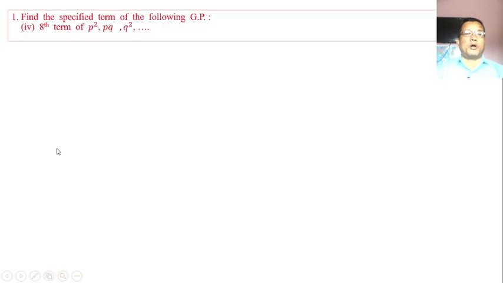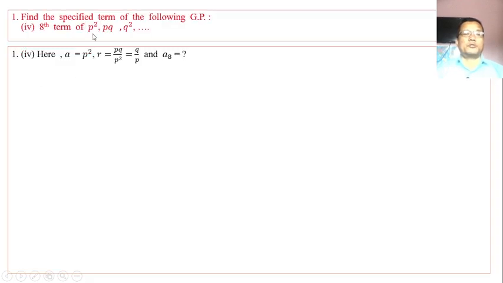For Roman number 4, the nth term. A is p square, the common ratio is the second term divided by first term, we get q by p. And an is what? Using the general term, we have an equal to p square, for a value p square, and r value q by p whole to the power n minus 1. Simplified, we get p power 7 by p power 5, which is the nth term.